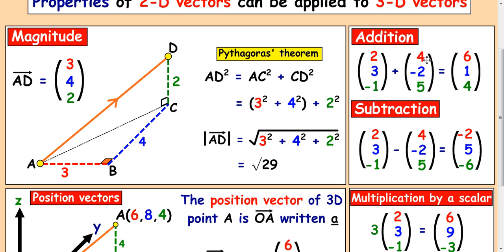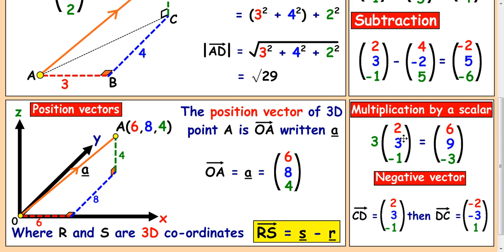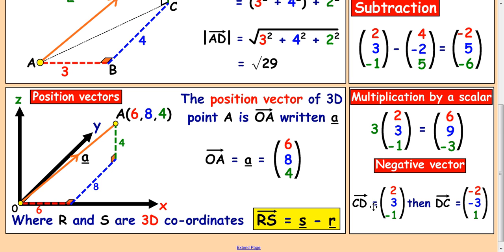Addition is exactly the same. You add the top components, then the second lot and the third lot, and you add them together. Subtraction, same idea. Multiplication by a number in front, same thing. 3 2s are 6, 3 3s are 9, 3 times negative 1 is negative 3. Negative vector, if you go in the opposite direction, then you change the signs.